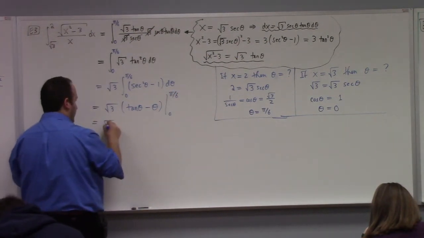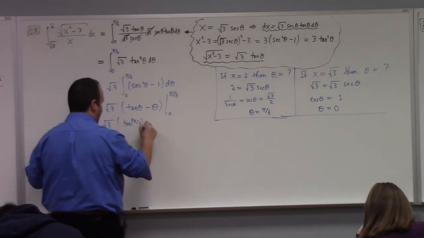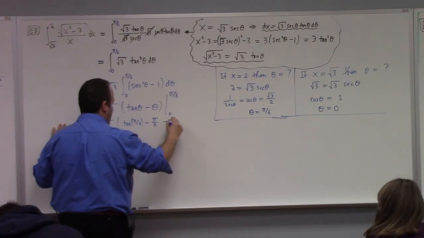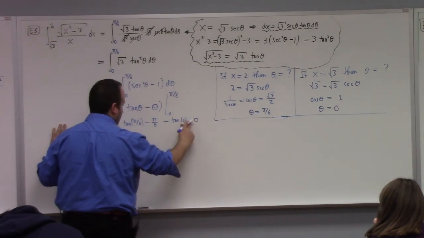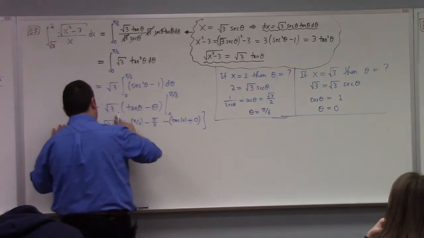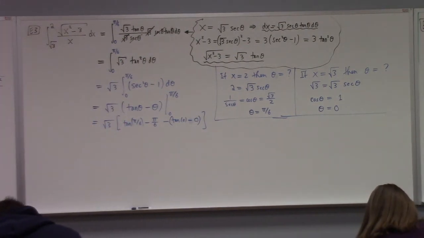And so we're looking at root 3 tangent pi over 6 minus pi over 6, minus tangent of 0 plus 0, I guess. Well, fine, minus 0. Minus a minus 0 there. You happy? Anyway, the lower bound is nothing to it, right?